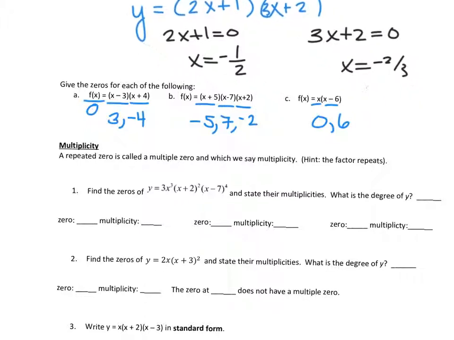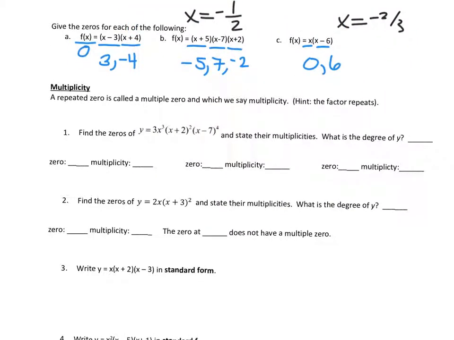Okay, multiplicity. A repeated zero is called a multiple zero, for which we use the word multiplicity. Multiplicity means a factor repeats. Find the zeros of this function and state the multiplicities. First of all, what is the degree of y? You have 3 zeros here, plus 2 zeros here, plus 4 zeros here. So the degree is 3 plus 2 plus 4, which is degree 9.